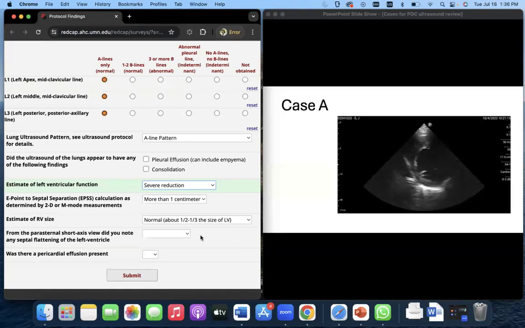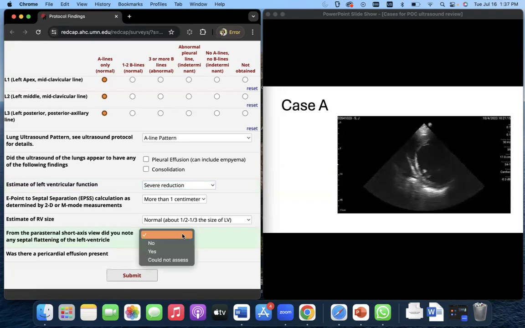There's also some suggestion, from putting together what you see on the parasternal long axis with a little bit of thinning of the interventricular septum, that this person probably has some degree of coronary artery disease and maybe had an MI. We don't have an EKG to help correlate that, but it might be seen.